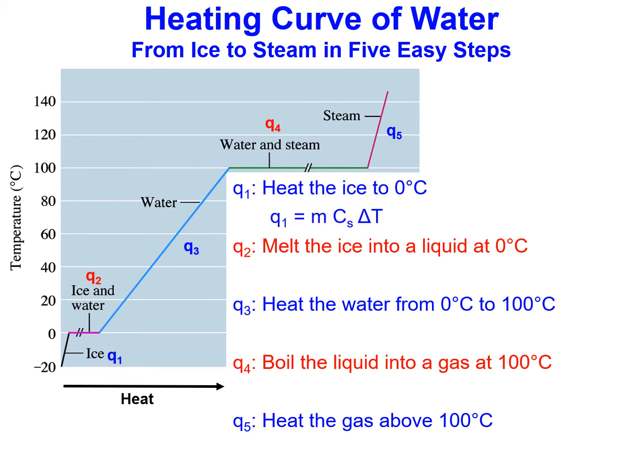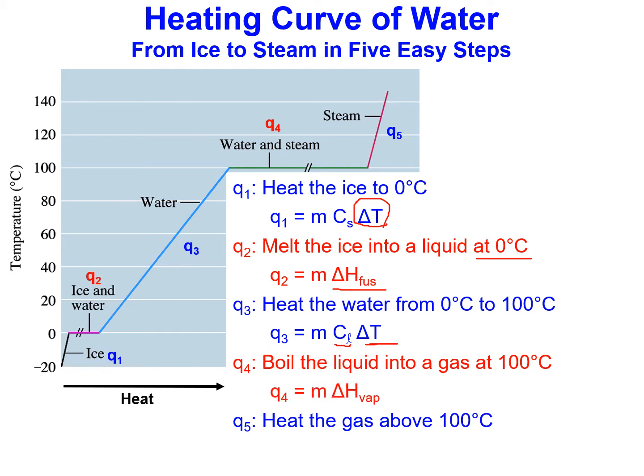When you're changing the temperature, heating the ice from minus 20 to 0, you need the delta T with your heat capacity of the solid. When you're just melting the ice, notice the temperature is the same. You don't need a delta T. You just need your enthalpy of fusion times your mass. Notice they all have mass. All these equations will have mass. When you heat the water from 0 to 100, you need the heat capacity of the liquid and you need the delta T.